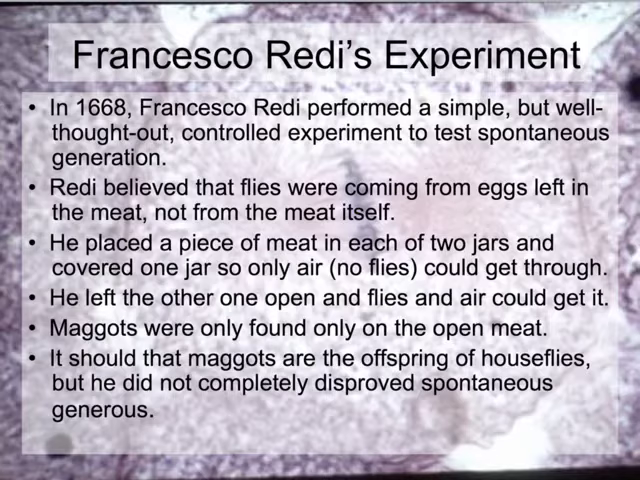So what he did was he just simply took some meat, and he put one of them in a jar that was closed, and the other one was in a netting where flies could get to. In the jar, the top had a screen on it, so air could get in, but flies could not. Here the meat was just exposed, so air and flies could get in. This one had maggots, eggs and baby flies. This one did not. Pretty simple, self-explanatory experiment.